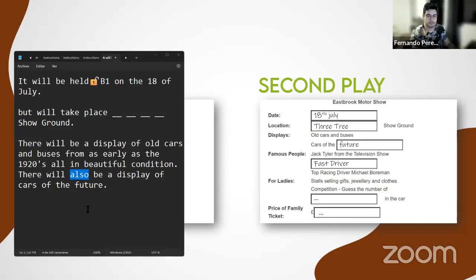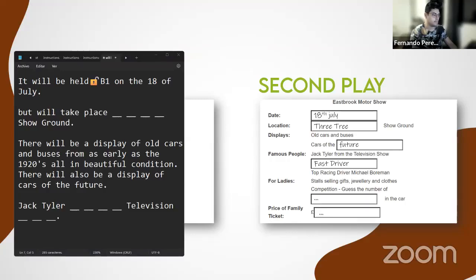That's the answer, because he said Jack Tyler. Let's extract this information. Two chances for Jessica Moore. Listen to this.